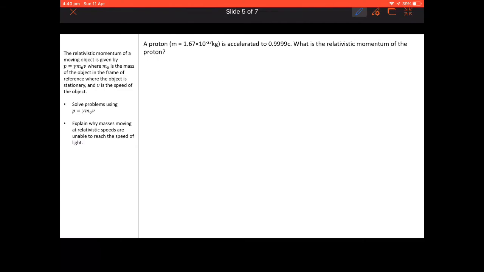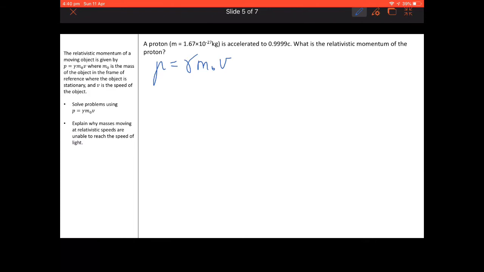So to find this, you just use momentum equals the Lorentz factor times the mass of the proton in the reference frame that it's stationary in. So in the moving reference frame, but in its own reference frame, it's stationary. So the moving reference frame is moving relative to a stationary observer. And then times the velocity, or the relative velocity.